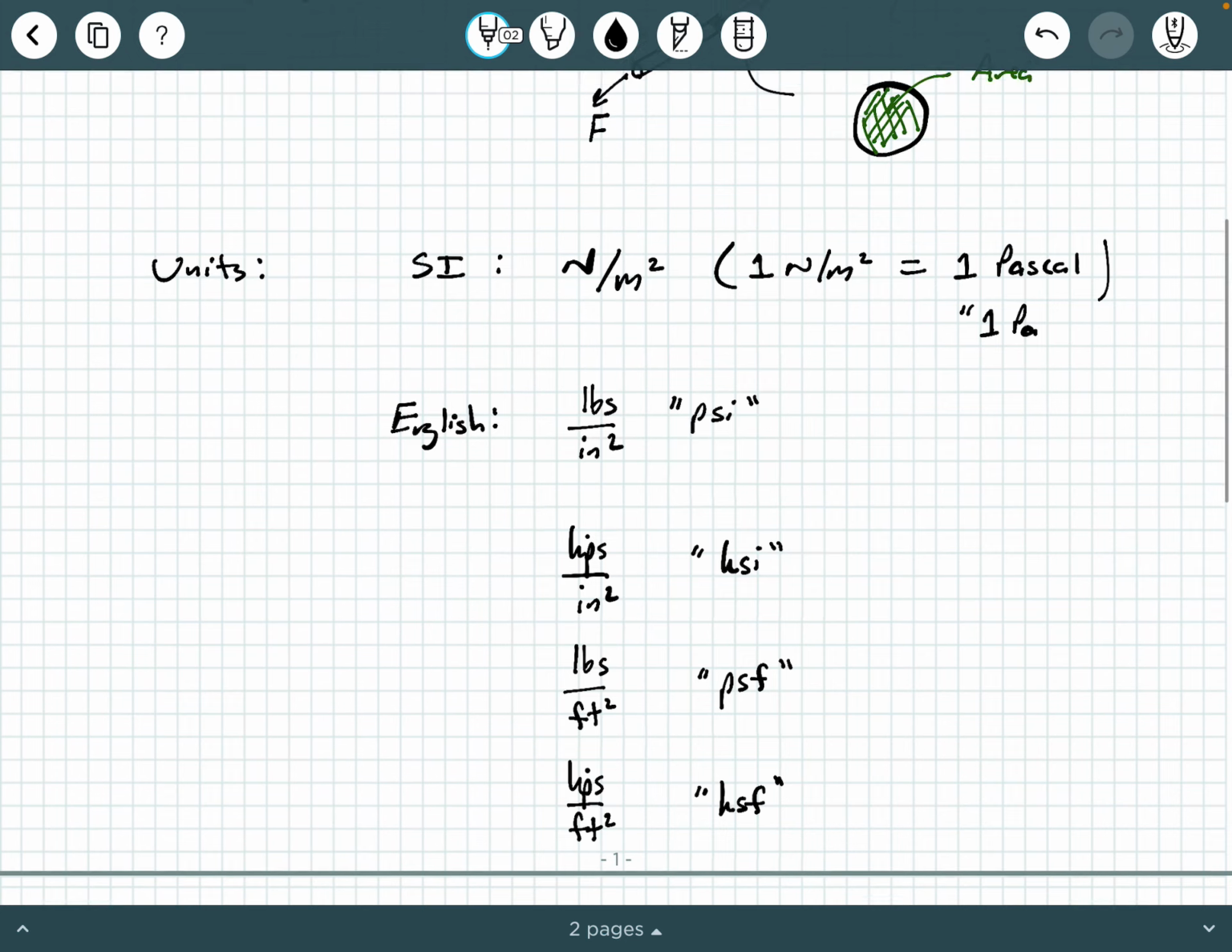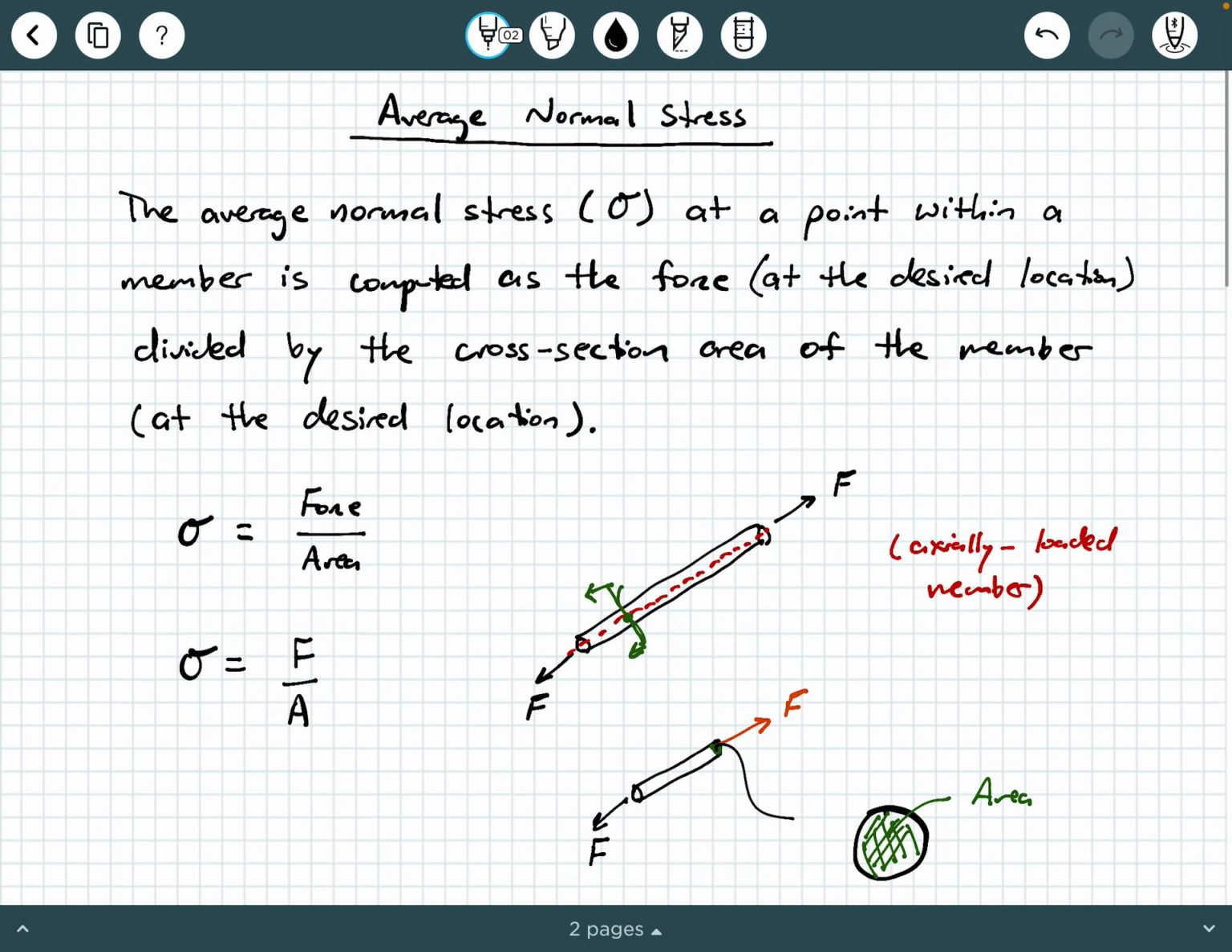So in summary, in this shorter video, the average normal stress at a point within a member is computed as the force at a particular desired location divided by the cross-section area of the member at that particular desired location. So that would give us the formula sigma equals F over A, and that carries units of force divided by area. So that's going to conclude this quick overview or background video on average normal stress.